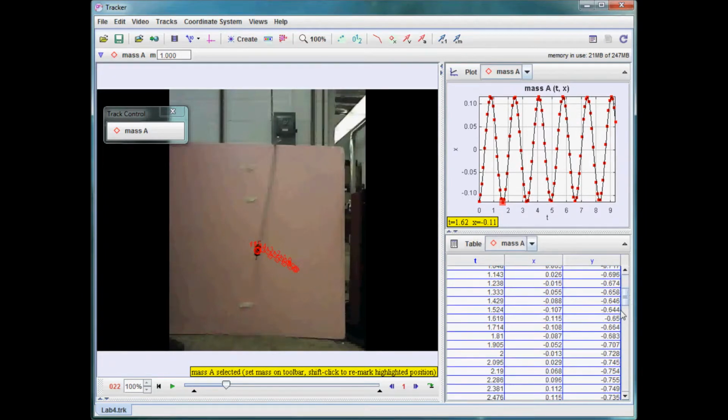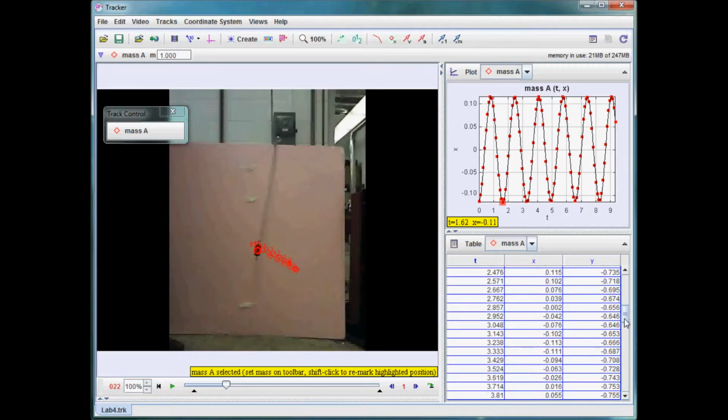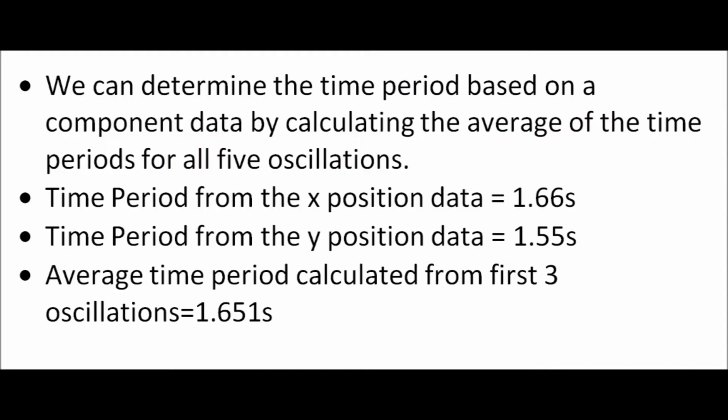In some cases, the final position components of successive oscillations were different, so I used interpolation to calculate the exact time step for the required positions. I calculated the time period based on an individual component data by calculating the average of the time periods for all 5 oscillations. The time period for x and y position data is 1.66 seconds and 1.55 seconds respectively.